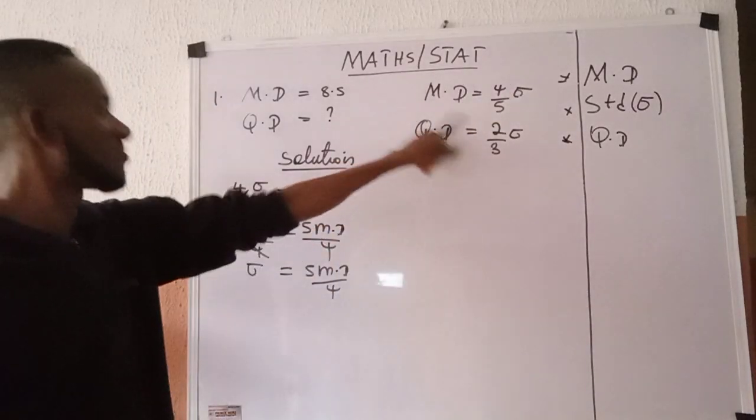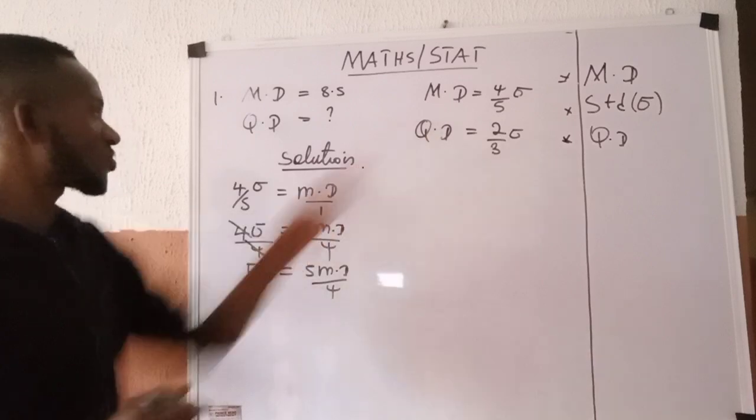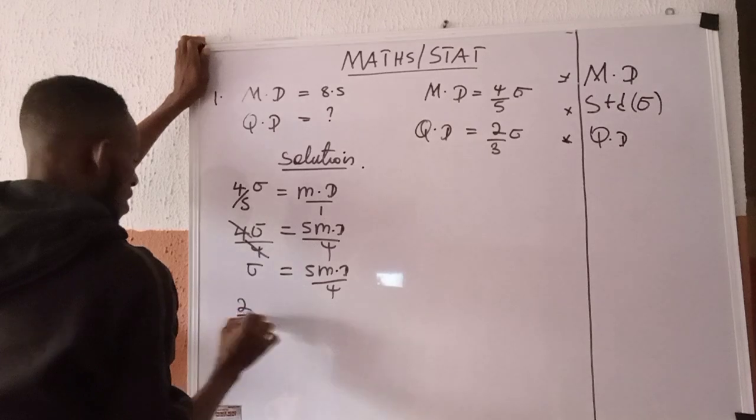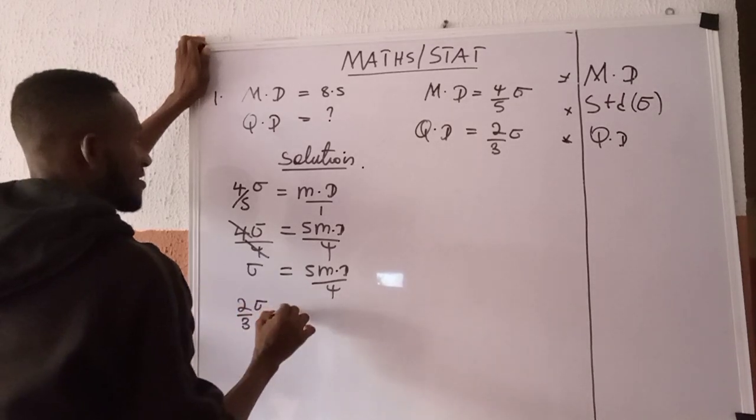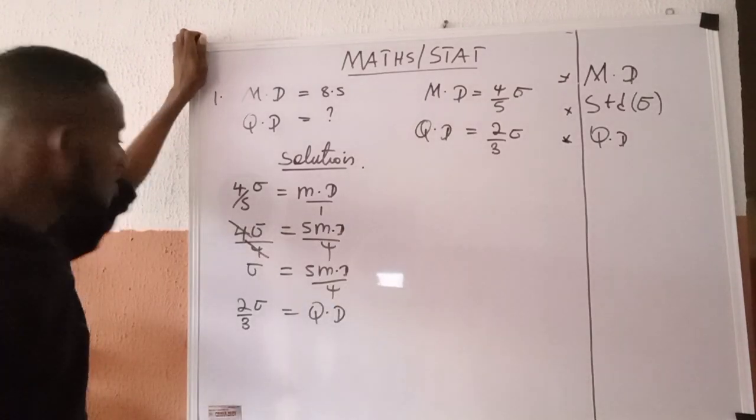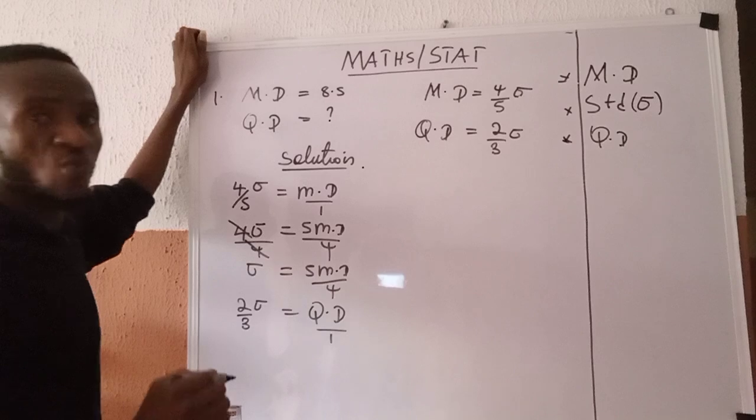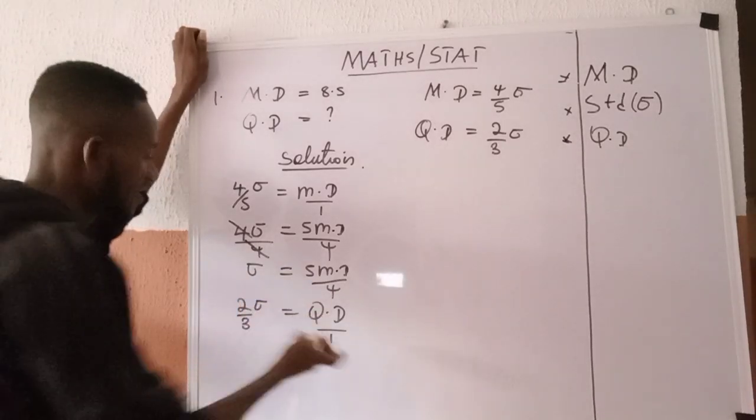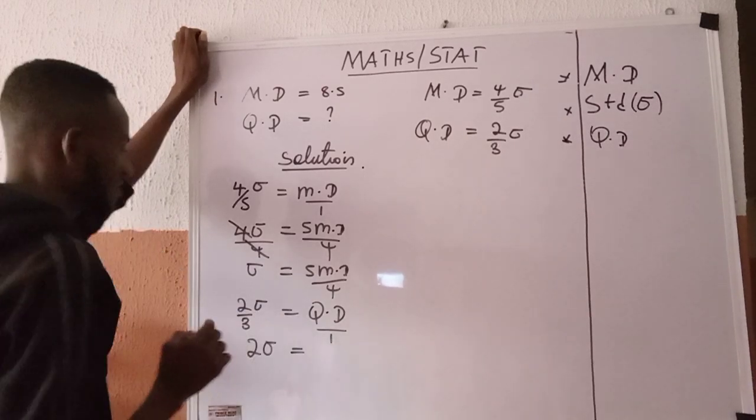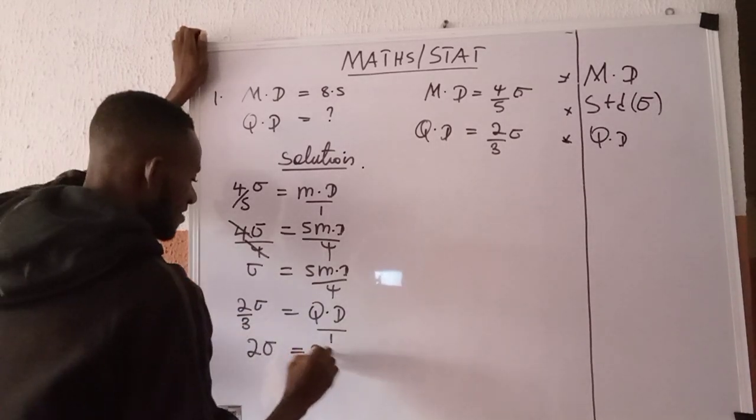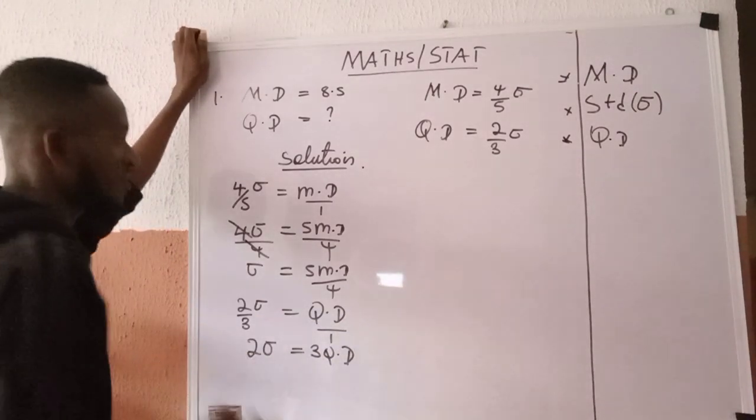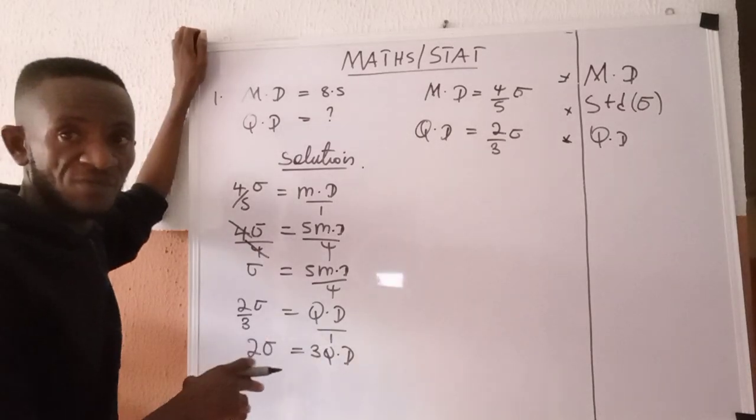I am equally going to do the same with this one. So what I'm going to do in this one now, I am equally going to come and write that 2 over 3 sigma is given as Q.D. from this. And for convenience as well, all over 1. Then we cross multiply. This 1 will times 2 sigma, and I will have 2 sigma is given as 3 times Q.D., is 3 Q.D.